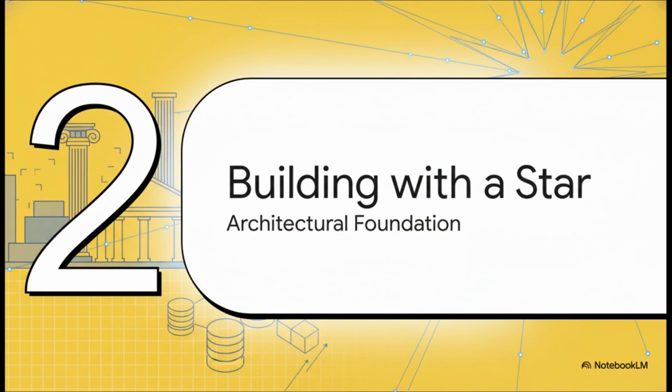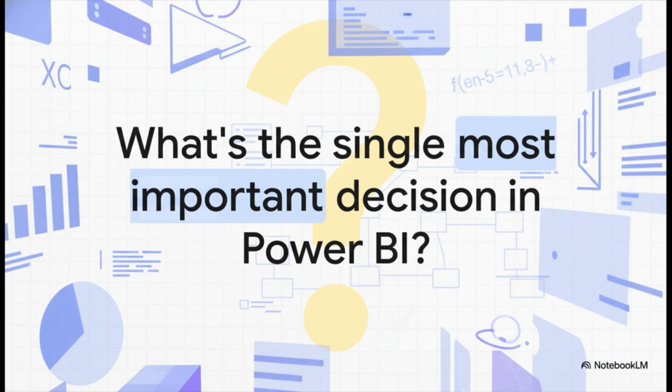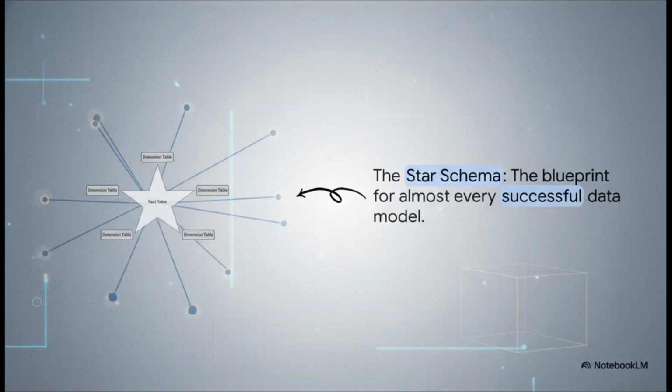Okay, so you've got your data prepped and cleaned. Now you're facing what is, without a doubt, the single most important decision in any Power BI project. This one choice is going to define your model's speed, its clarity, and how well it can grow, right from the very beginning. So what is it? I mean, really think about it. Is it the type of chart you pick? The color palette? That super complex DAX formula you're so proud of? Nope. It's something way more fundamental than any of that. The answer is the structure of your data model.